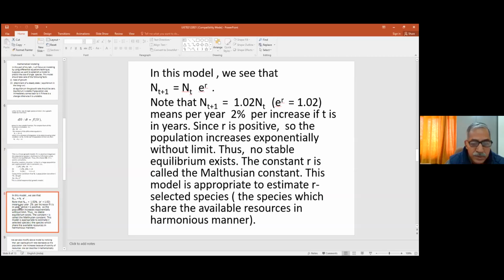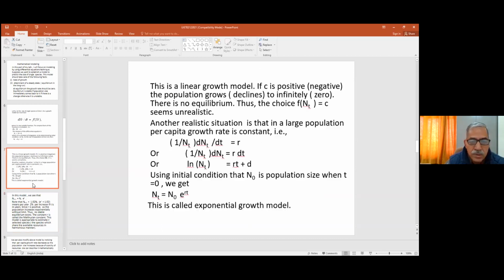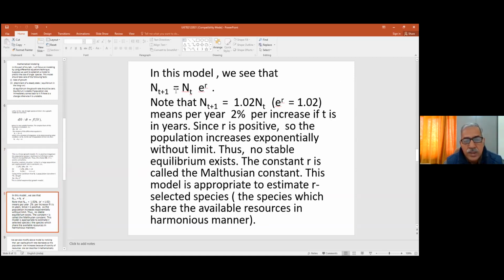In this model, we see that n(t+1) is equal to n(t) e raised to power r. Now you can see here why it is so. Replace t by t+1. You write this, and then you have n0 e raised to power rt into e raised to power r. So n0 e raised to power rt is n(t). So you get n(t+1) is equal to n(t) e raised to power r. So e raised to power r is a factor which I am interested in.